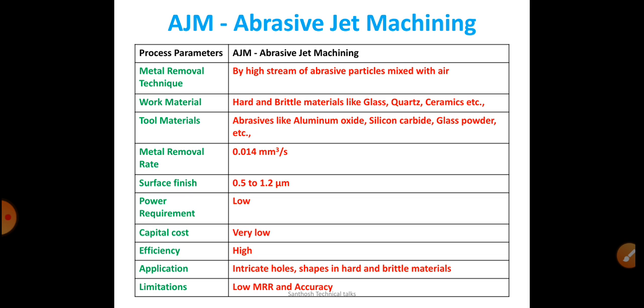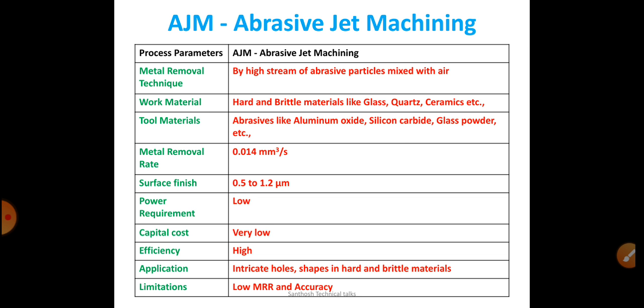The tool material is an abrasive, right? It is an abrasive particle, either aluminum oxide or silicon carbide, or sometimes glass powders can be used. The metal removal rate is very low when we compare it to other processes.